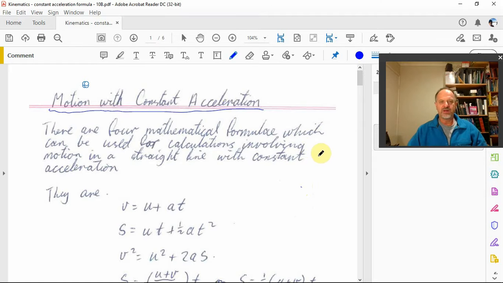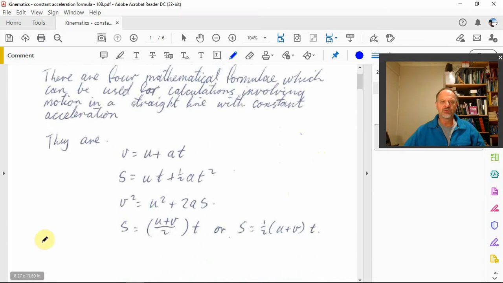And there's four mathematical formulas that we can use for motion in a straight line with constant acceleration, and there will be proofs of these in your textbook should you choose to look at them. All right, so v equals u plus at, s equals ut plus a half at squared, v squared equals u squared plus 2as, and two versions of this one where s is u plus v on 2 times t, or that version of it there.